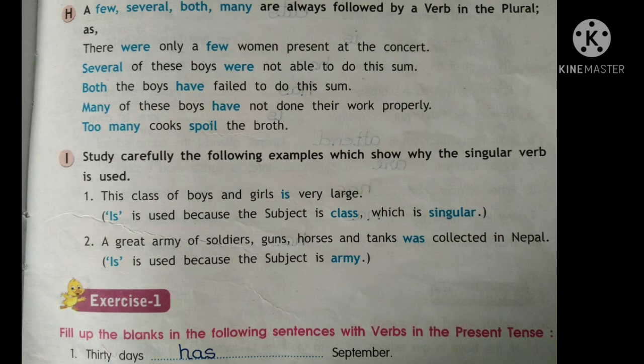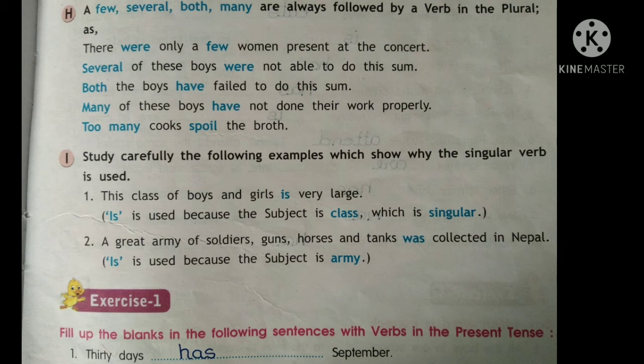that class. A great army of soldiers, guns, horses, and tanks was collected in Nepal. Now, here again we have used was when there are so many plural nouns in it: guns, horses, tanks. But the subject is army, a great army of soldiers. There are so many soldiers and together collectively we call it an army. So we are talking about one group. So we are using a singular verb. So this agrees with the subject.